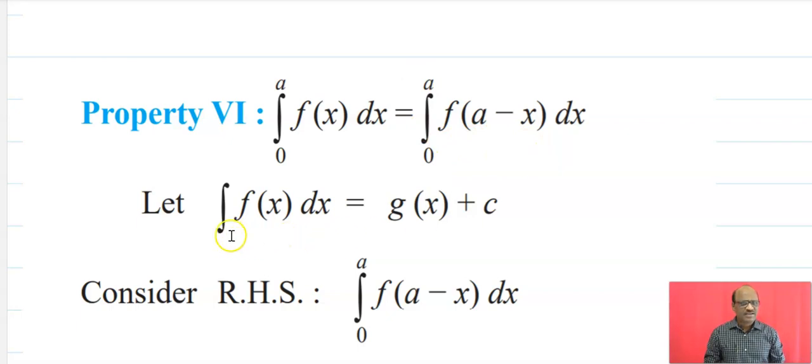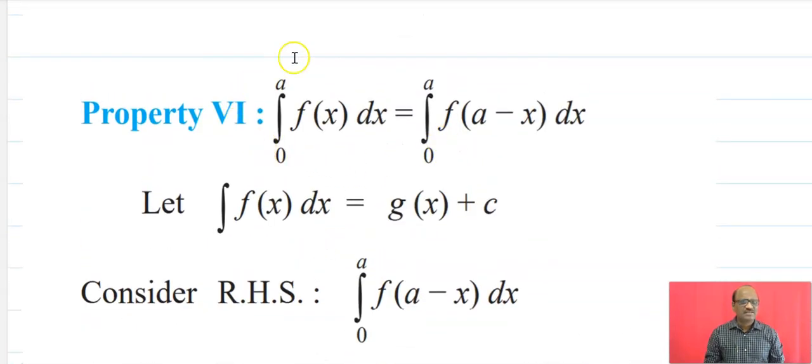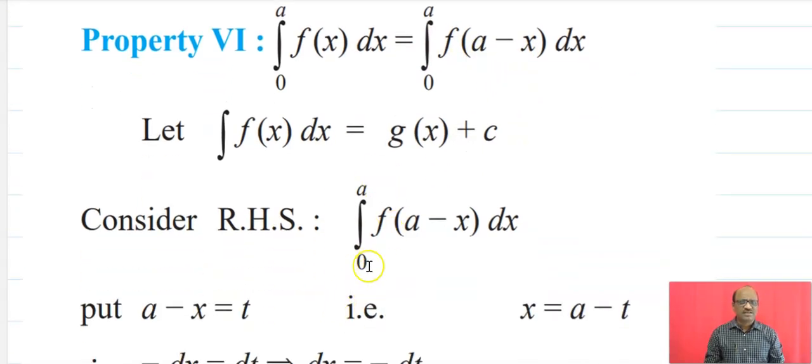Let the integral of f of x dx equal g of x plus c. Now consider the RHS. Again, I will say that the answer is given in this property. प्रत्येकदा मी असं म्हणत असतो की या प्रॉपर्टी मध्येच आन्सर आहे. का की सेम आधीच्या प्रॉपर्टी प्रमाणे RHS कन्सिडर करणार आणि a minus x ला आपण t सबस्टिट्यूट करणार. Consider the RHS integral 0 to a f of a minus x dx.